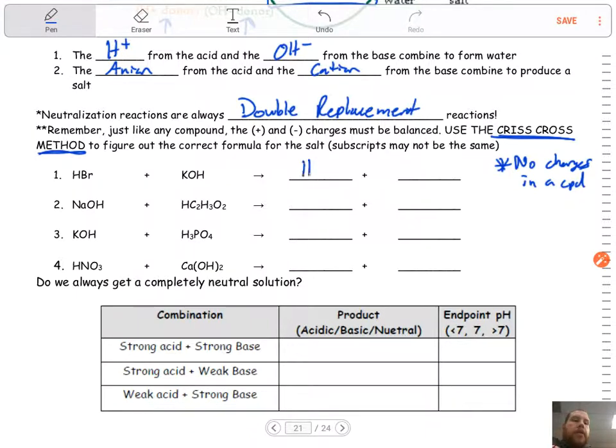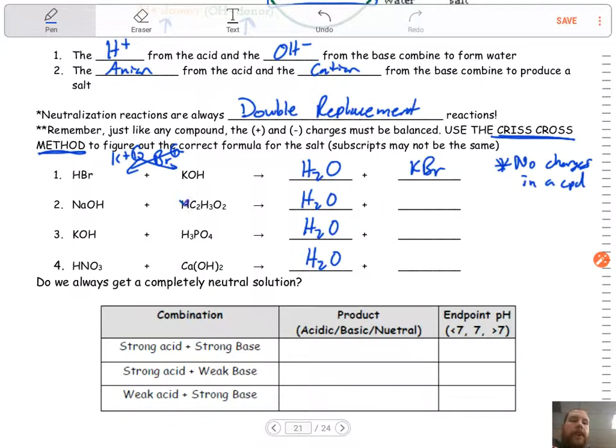All right, so I'm going to go through. One thing I can do first, all of these are going to have H2O because they're neutralization reactions. So I can go through and fill those in, then figure out the other ones. So here, it's K and Br. K has a +1, Br has a -1. Crisscross those up. So KBr is what my salt would be in this case.